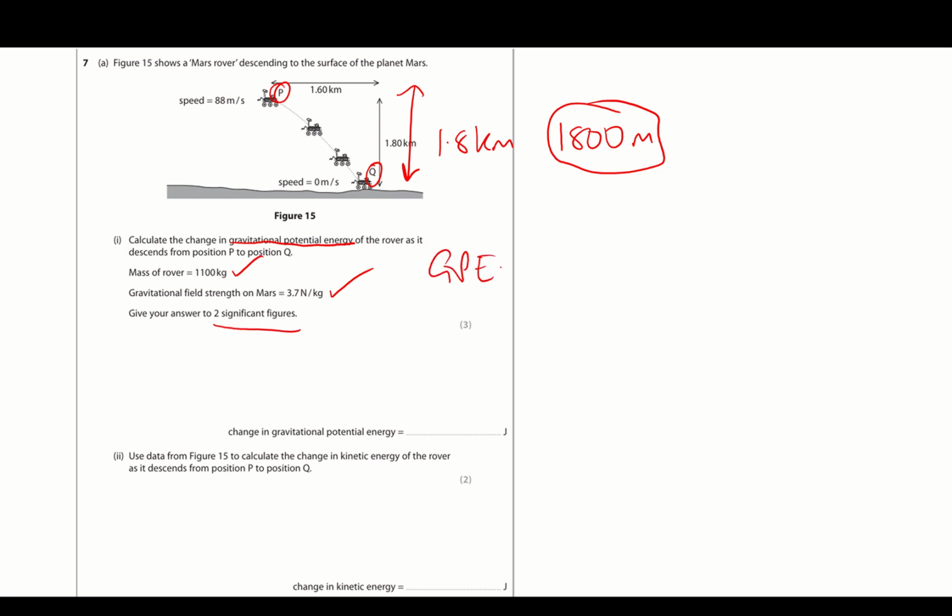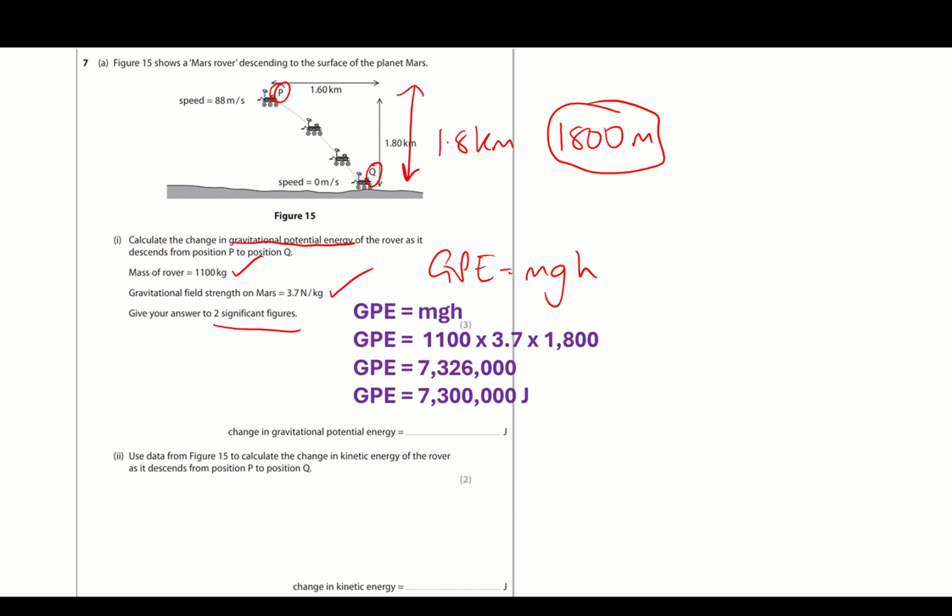So then we just shove it into GPE equals mgh. And there we go. So 1,100, this, multiplied by gravitational field strength, 3.7, multiplied by that unit change, 1,800. It then says it wants it to two significant figures. So 1, 2, and the 2 is a round down. Done.